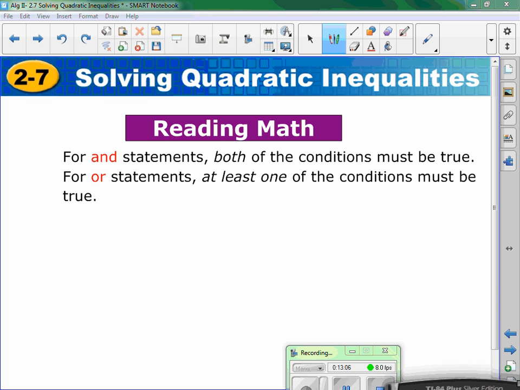From Algebra 1, when we're talking about inequalities, if you have something that's an and statement, both of the conditions must be true. So x has to be greater than 3 and less than 5. The number has to be in between 3 and 5. If it's an or statement, only one of them has to be true.